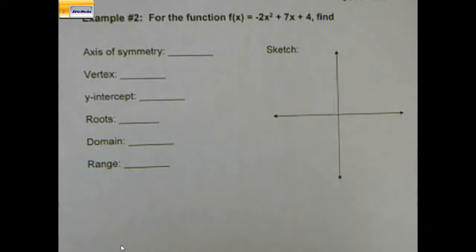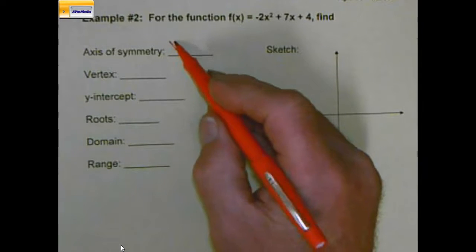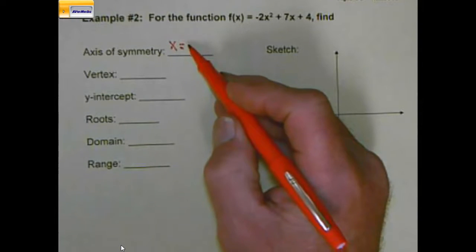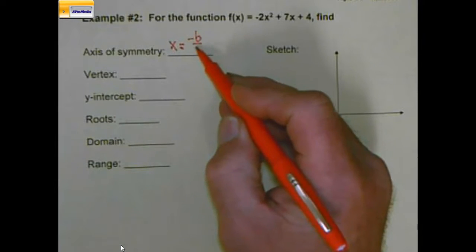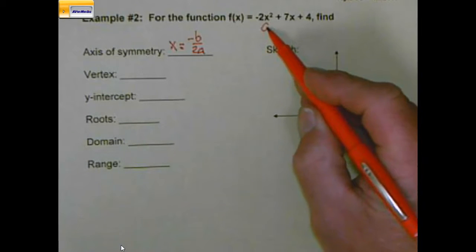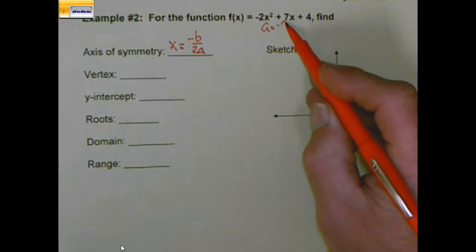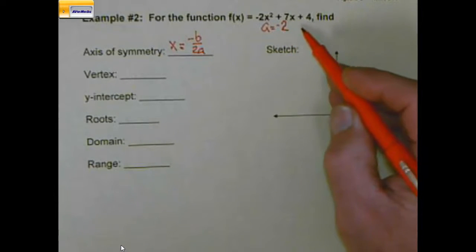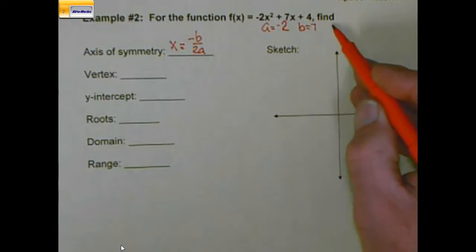All right. Example number 2, we're given a function negative 2x squared plus 7x plus 4. We're going to go through the steps again, and we are going to determine our axis of symmetry. The way we do that is we take x is equal to negative b over 2a. First, we need to figure out that a is equal to negative 2. What that tells us is that our parabola is going to be pointing down. We have a b value in this equation, so b is equal to 7, and c is equal to 4.